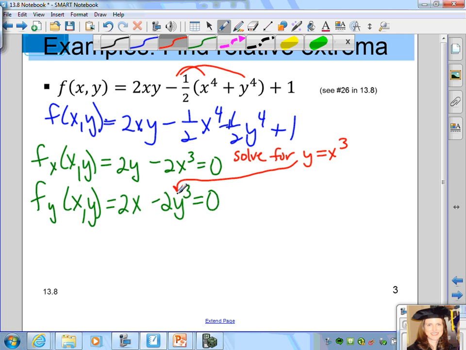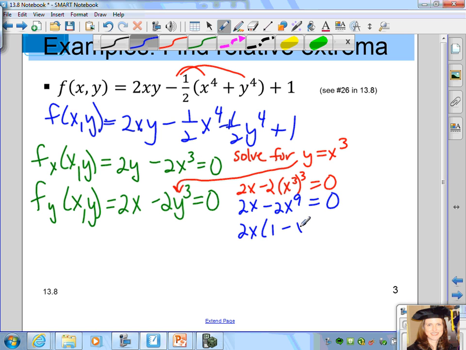and substitute it into the second equation. When we do that, we get 2x minus 2, replacing the y with x to the third, equals 0. By simplifying this, we get 2x minus 2 times x to the third raised to the third power. We multiply those powers together to get 2x minus 2x to the 9th equals 0. We can solve this polynomial equation by factoring out a 2x, and you get 1 minus x to the 8th equals 0. You can set each factor equal to 0.